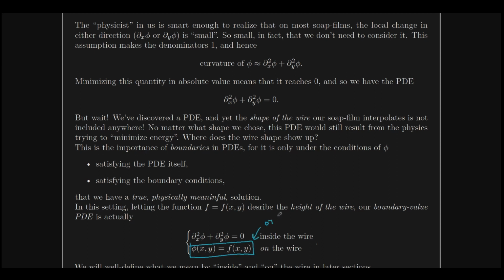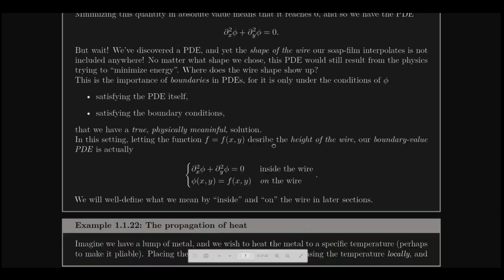So on the wire, the soap film is equal to the wire. Not really a surprise, but just something that we want to keep in mind. So on the wire, the soap film is equal to the wire. And that's just something you have to add, and you have to condition on that when you're solving the PDE. So there's actually a lot of functions that solve the top case, but there's only one function that solves the top case and the bottom case that passes through that exact height that the wire is describing. And that's where we would come up with the shape of the soap film.